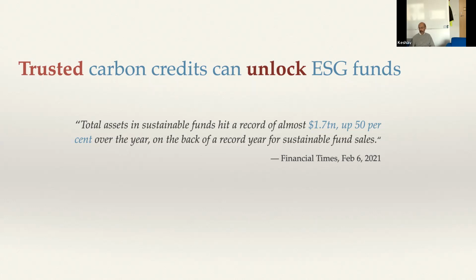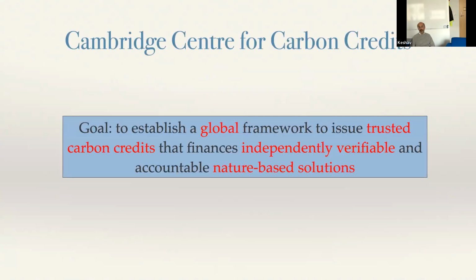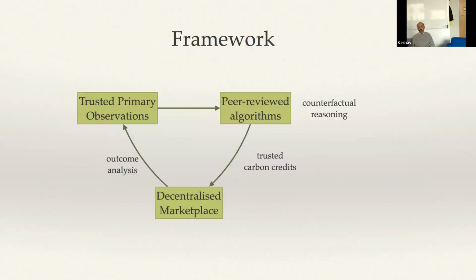So what we've done to help this is to set up the Cambridge Center for Carbon Credits. The people I mentioned, Andrew Bamford, David Coombs, Anil, myself, and Tom Swinfield, the five of us, are the co-founders of the Center for Carbon Credits. Our goal is to establish a global framework to issue trusted carbon credits that finance independently verifiable and accountable nature-based solutions. There are a lot of things to unpack here, and through the course of this talk, hopefully it'll become clear what these words mean. But for now, I'll just say that we're calling this 4C for short, so it's the CCCC. So what do we mean by framework?